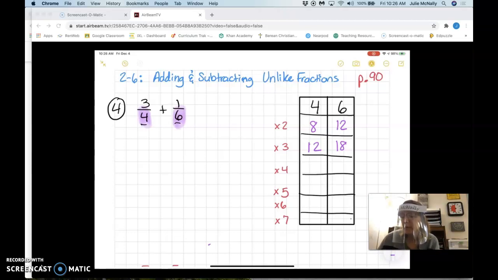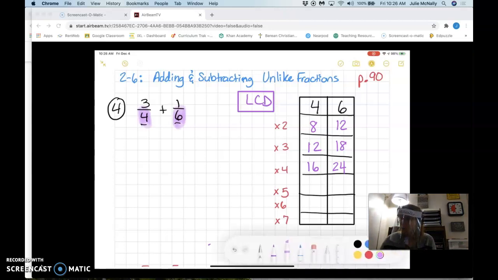So what is 4 times 4 now? 16. And 4 times 6? Yes. Okay. So we're going to stop right there. What I'm looking for when I'm trying to find the LCD is I'm looking for a number in each column to match. Do you see a match? 12. Cameron, yes. 12 is our match. I see a 12 in this column and a 12 in that column. That is going to be my least common denominator.